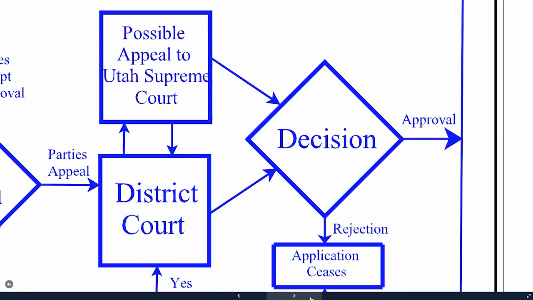The decision may be consistent with the order of the state engineer, or it may reverse the state engineer's decision. If the court's decision approves the application, the applicant may proceed with developing the project. If the order of the court rejects the application, the application will cease. A party may file for an appeal of the district court's decision with the Utah Supreme Court.